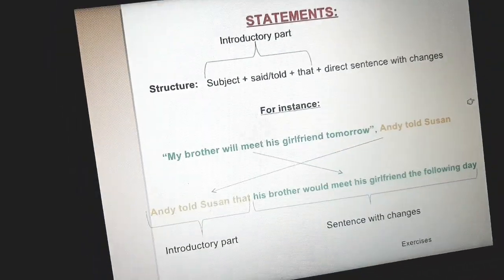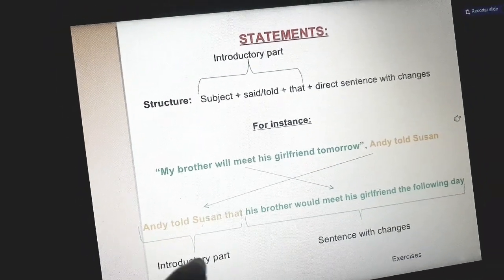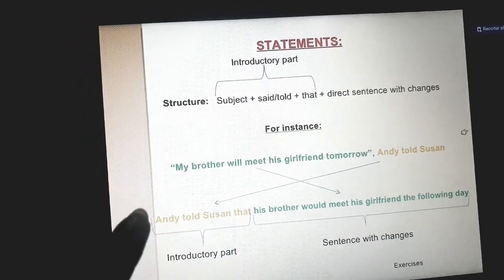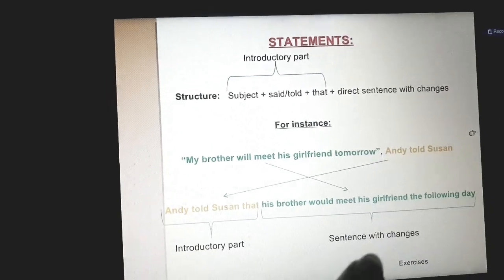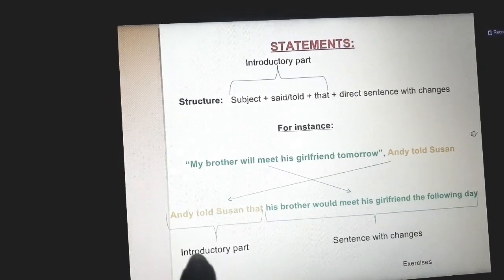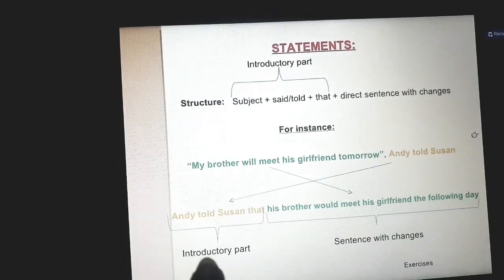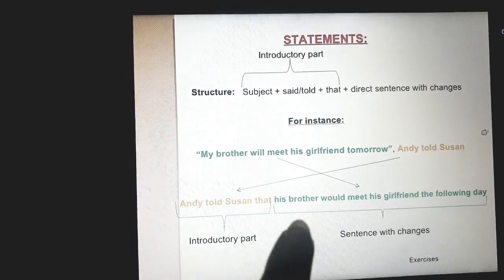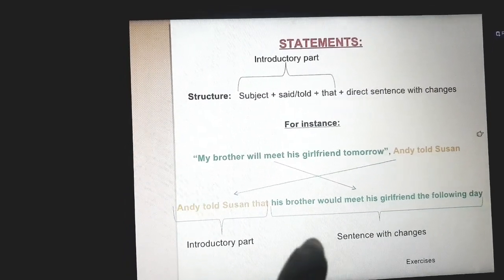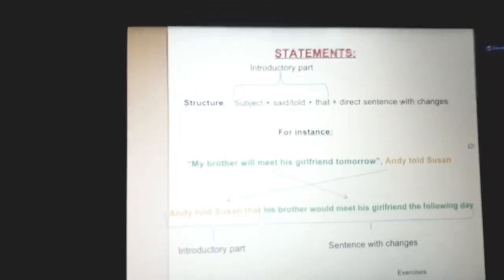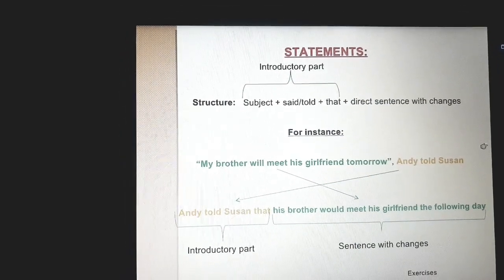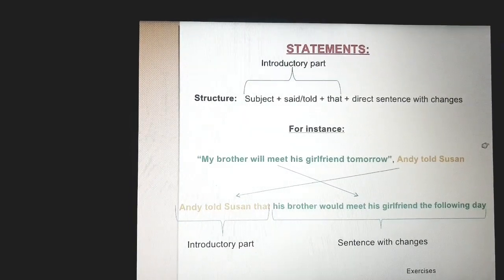So this sentence here we call the introductory part. This is the introductory part, and this is the sentence with the changes. The first is the introduction part, and the second we call the sentence with the changes that we must follow, the changes I have to apply when I change from direct sentence to indirect.